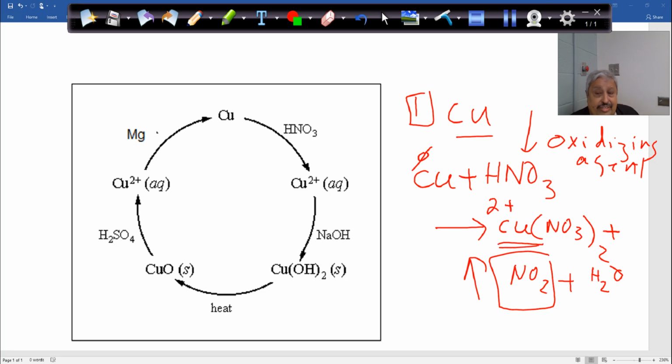So we are interested now in the copper. Copper now is oxidized from 0 to +2. Correct? Now copper is in the solution. No more solid. Now inside the solution. That's the first step. So this is nitric acid. That's the first step. Number 1.